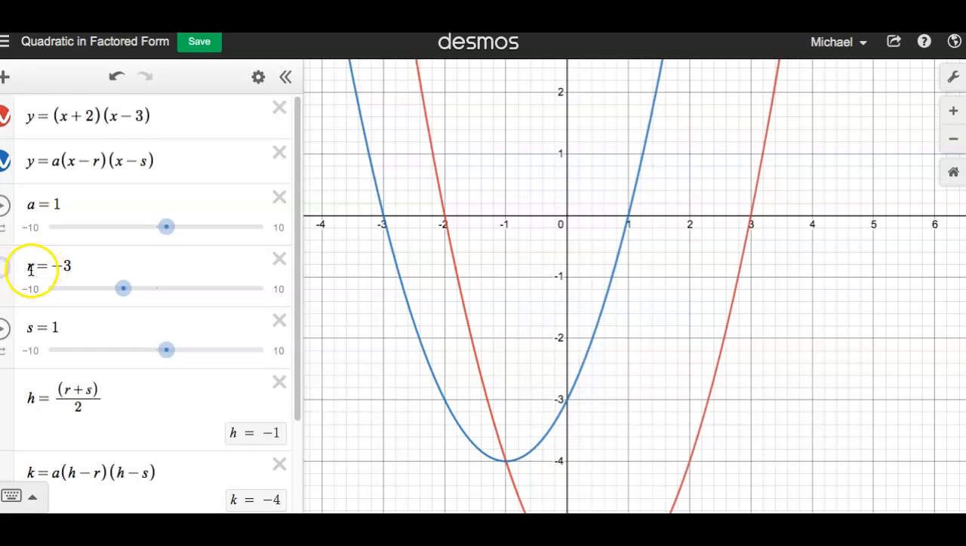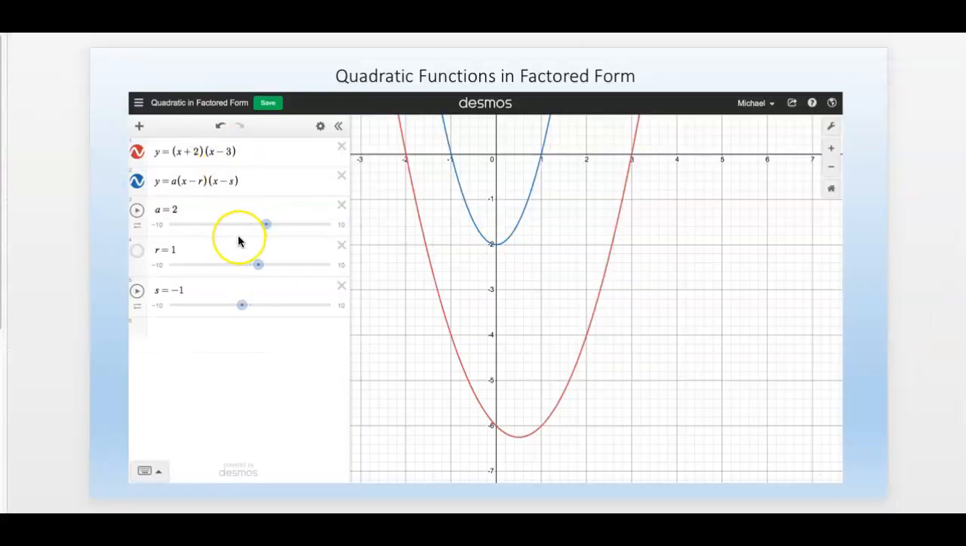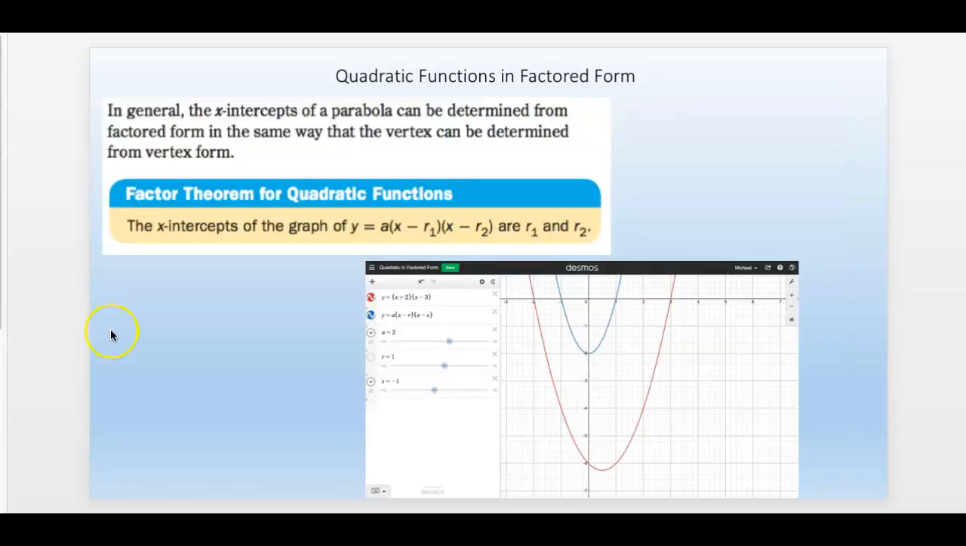When r is -3, remember that one of these up here is then going to say x plus 3. Just to show you that, you can play with that. There's a link to it in Schoology.